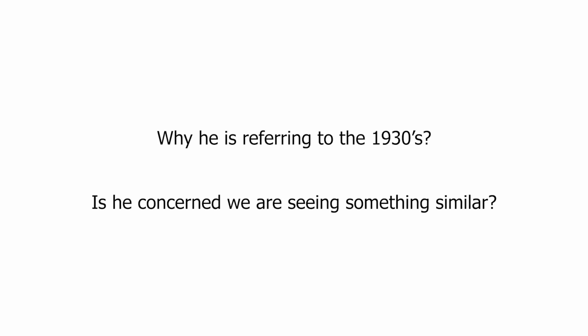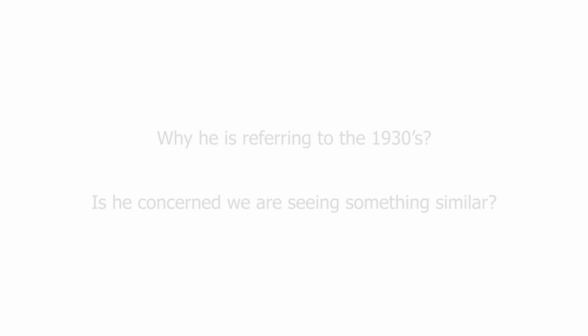Now, before this next section, Ray was asked why he was referring to the 1930s during the Great Depression, and if he is concerned that we may be seeing something similar again. And it's even more concerning when I went back to find the 500 years and the times that repeated over and over again. And what I found was there's a cycle.